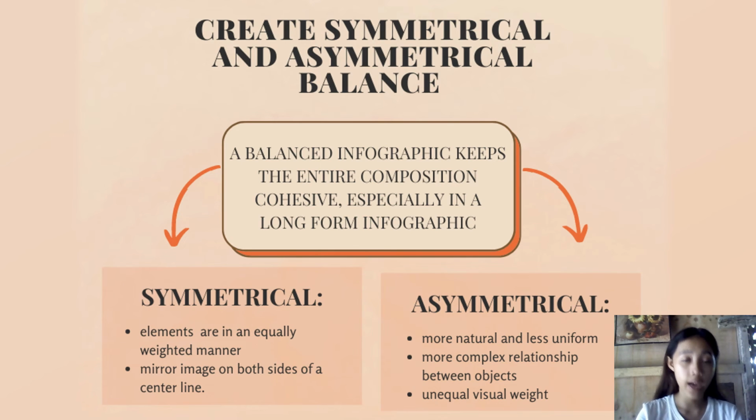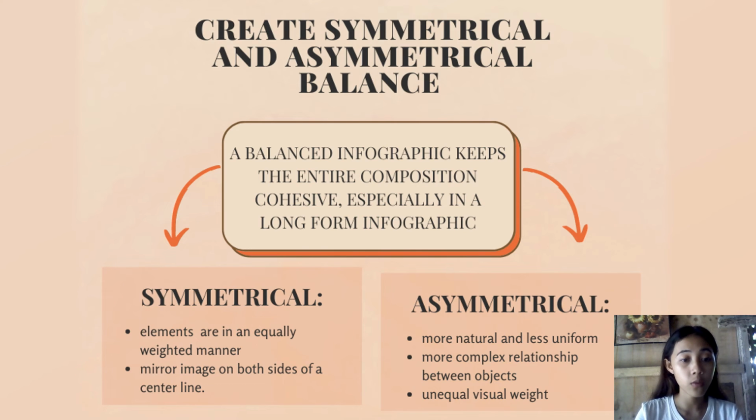While on the other hand, the asymmetrical is having parts that fail to correspond to one another in shape, size, style, or arrangement. In balance, the two sides, even if they have varieties in shape, size, or style, depict balanced visuals. Both keep the entire composition cohesive, especially in a long form infographic.